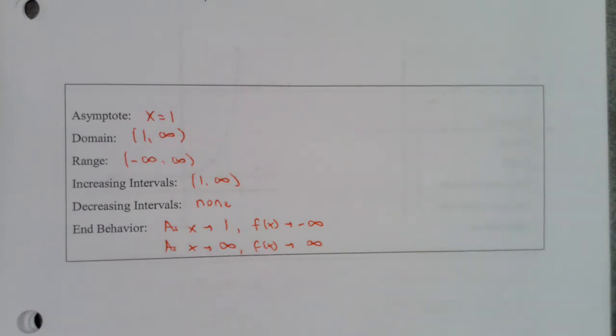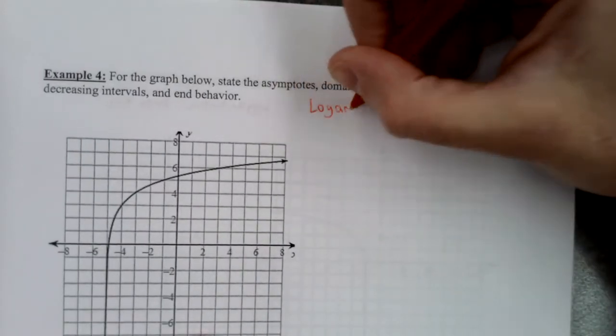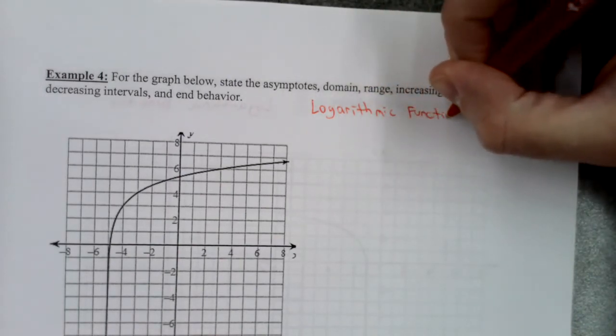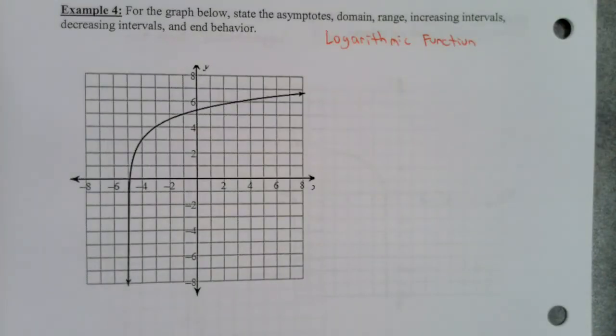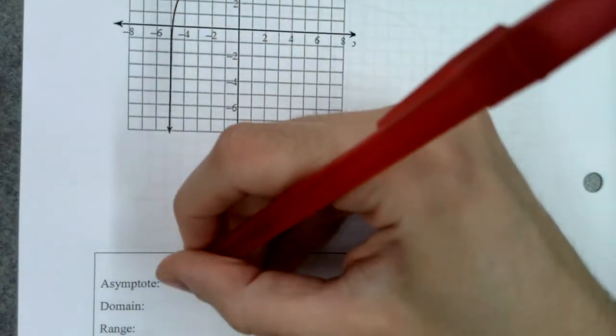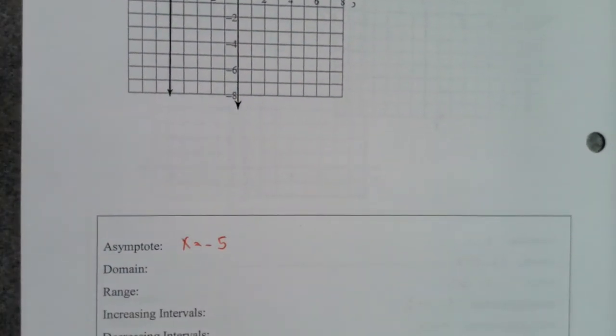All right, last example. Example 4. This is going to be another logarithmic function. And again, I'll tell you that on the quiz. That way you know if it's a horizontal asymptote or a vertical asymptote, but this one's going to be a logarithmic function. So that means we have a vertical asymptote, and in this case, it's going to be -5. So I'll say x equals -5. That'll be my vertical asymptote.